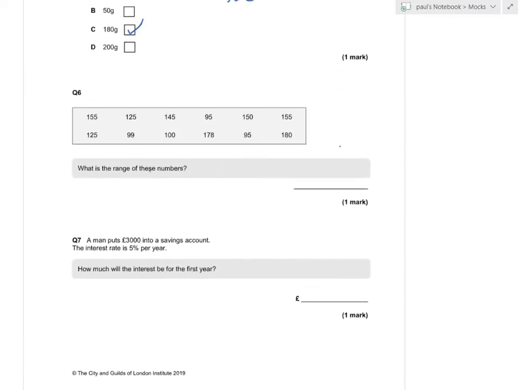Right, what's the range? So the range is the difference between the smallest and the largest numbers. So the smallest number is 95 and the biggest number is 180. So it's the difference between 180 and 95. So call that 7, 1. So for 5, call that 8. No, 17, sorry. 9 from 17 is 8. So the answer there is 85, yes.